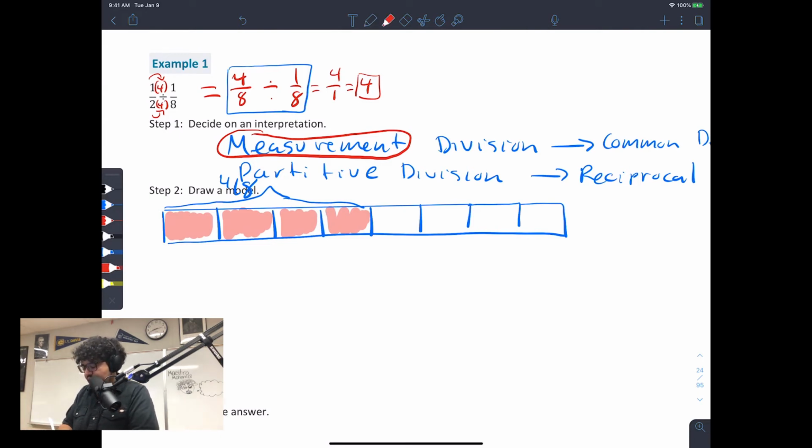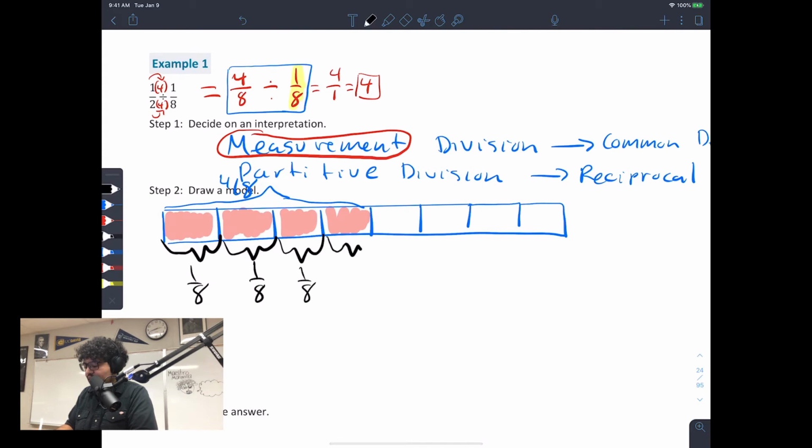Now I need to break it into groups of 1/8 and see how many groups I can make. And then the number of groups I can make, that will become my answer. So if I break this into groups, then I can say, okay, this is 1/8, that's one group. This is 1/8, that's a second group. This is 1/8, that's a third group. And finally, this is 1/8, and that's a fourth group. So once again, one group plus one group plus one group plus one group is equal to 4, and my answer is 4.